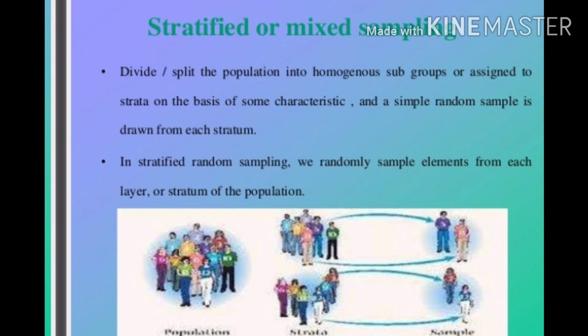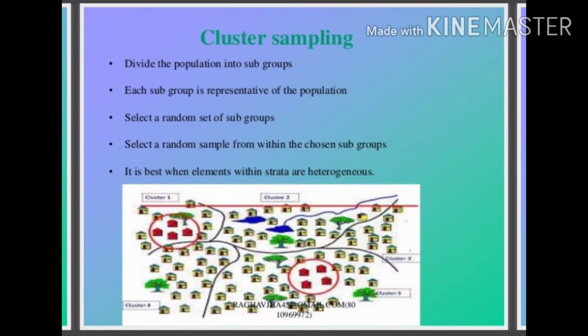Next, cluster sampling. Divide the population into subgroups. Each subgroup is representative of the population. Select a random set of subgroups. Select a random sample from within the chosen subgroups. It is best when elements within strata are heterogeneous. This is about cluster sampling. You can see the example shown below.